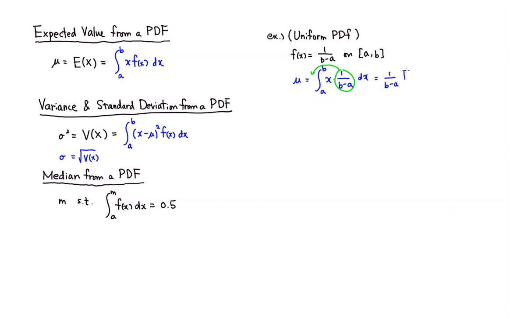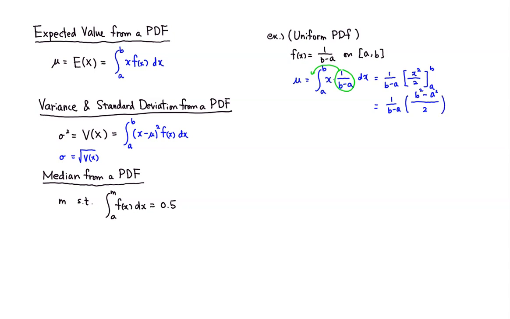Then antiderivative of x is just x squared over 2. Then you're going from a to b, right? And then this is going to give you 1 over b minus a. And if you plug in b, so you get b squared. Let's see, I'm going to put the 2 on the bottom here. All right, so you're going to have b squared over 2 minus a squared.